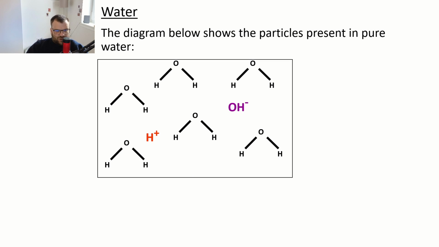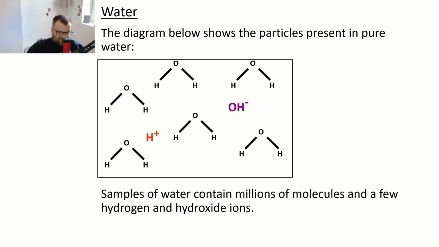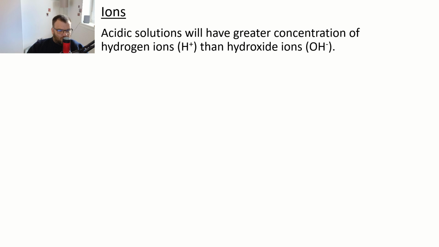When we have a solution of water, the majority of the water particles will be molecules, covalently bonded hydrogens to an oxygen. Some of them, though, will be present as ions. This is where they've either lost or gained electrons. This explains why, despite water being a covalent compound, it can conduct electricity. At the bottom, we've got the equation showing this splitting up or dissociation of water, where water molecules, H2O, break up into hydrogen, H+, and hydroxide, OH-, ions. Acidic solutions will have more H+ than OH-, so a greater concentration of hydrogen ions than hydroxide ions.